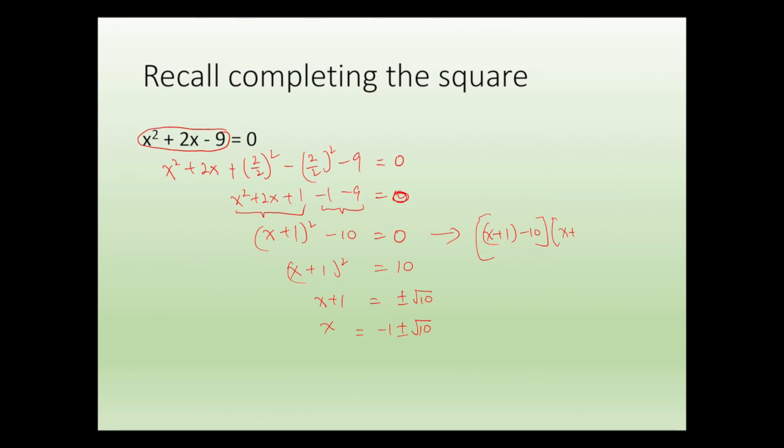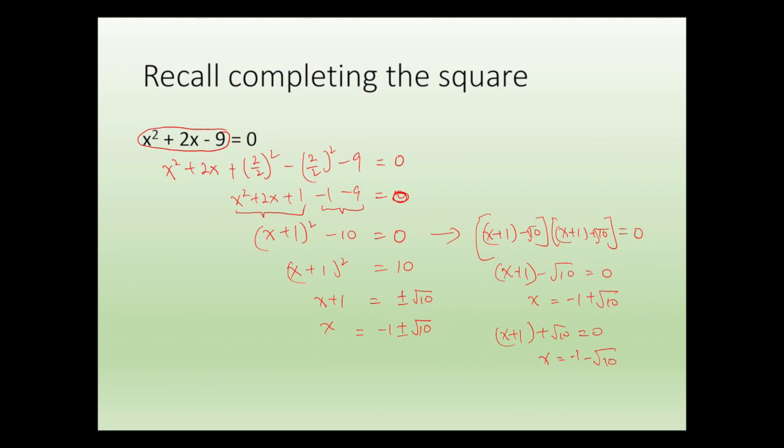Of course, from this step, you can also do (x plus 1 minus square root of 10) and (x plus 1 plus square root of 10) equals 0. Oh, actually, no, it's actually square root of 10. My fault. So you can get the same answer. x plus 1 minus square root of 10 equals 0. Therefore, x equals minus 1 plus square root of 10.